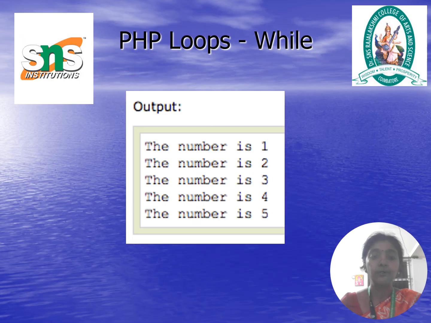The output of this program is: the number is 1, the number is 2, the number is 3, the number is 4, and the number is 5.